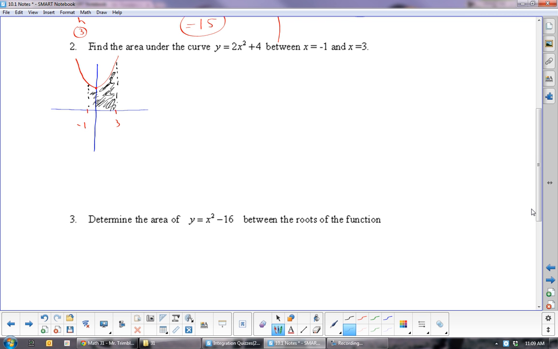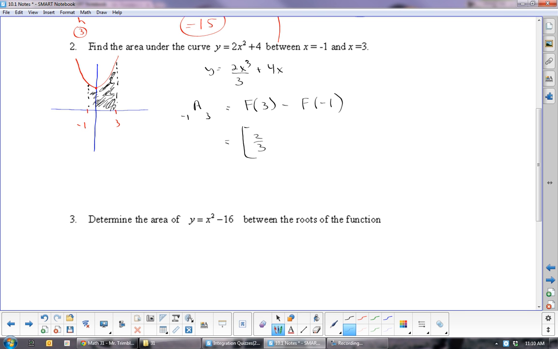Okay, so since we always know we're going to need the antiderivative, it would be y equals 2x cubed over 3 plus 4x to the 1 over 1, right? And I don't have to put the over 1. And I'm not going to put plus c anymore because we know it's going to cancel. So this says find the area from -1 to 3 under this curve. That equals capital F at 3 minus capital F at -1.